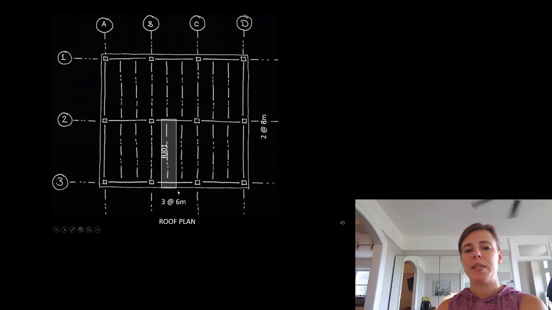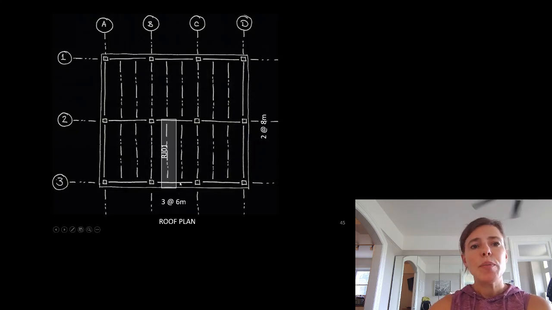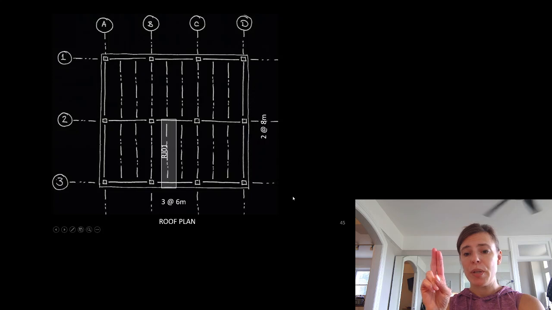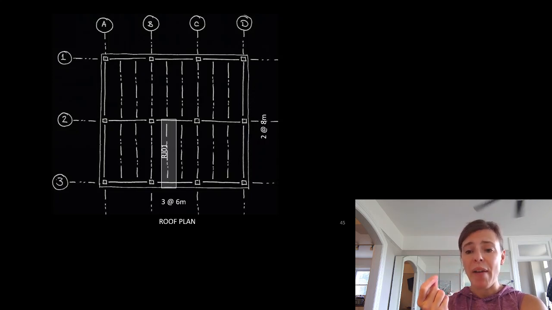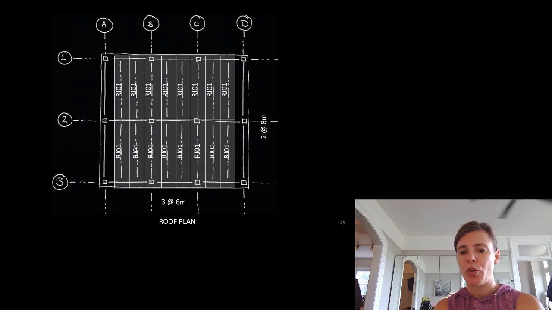But let's look at the tributary width as well. The tributary width here would be 1 meter and 1 meter, or 2 meters, and its length is 8 meters. So tributary width would be 2 meters. Tributary area would be that 2 meters times the 8 meters, or 16 meters squared. All of these joists have the exact same tributary width and tributary area, so we'd probably call them all the exact same thing.